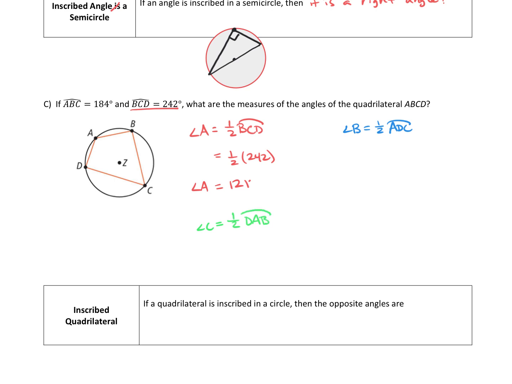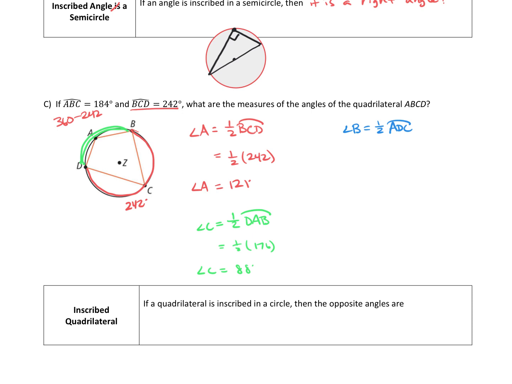So arc DAB is right here, and we know that arc BCD is 242 degrees. They told us that. So that's just kind of the rest of the circle. So if we do 360 minus the 242, that's going to get us arc DAB. So arc DAB, if we do that subtraction, is equal to 176. And then half of 176 is 88 degrees. So angle C is 88 degrees.